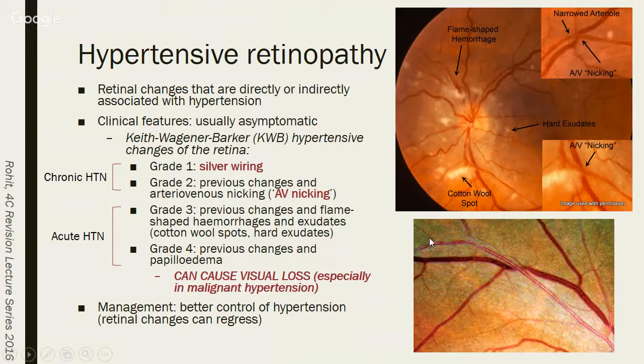You don't get atherosclerosis of the whole vessel in the acute phase. In the acute phase, you get papilledema and blindness, and this can be quite severe. Importantly, note that a lot of these changes are reversible if you just manage the hypertension. Everything just goes away. Unlike diabetes, unlike ARMD, you can't reverse those changes.